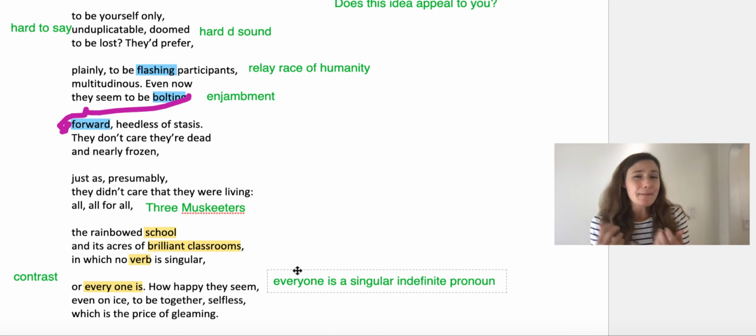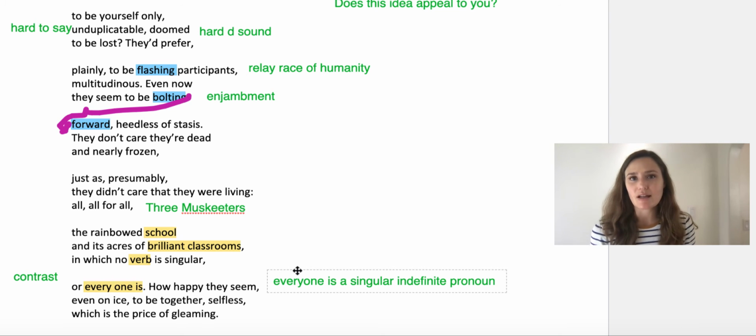There's something maybe naive about it, but something kind of simplistic and nice about it too. And I think that connects to the language, this kind of schoolyard language in the next stanza. The rainbowed school and its acres of brilliant classrooms in which no verb is singular. Now, I think here he must be playing with school, as in an academic institution, and school of fish.